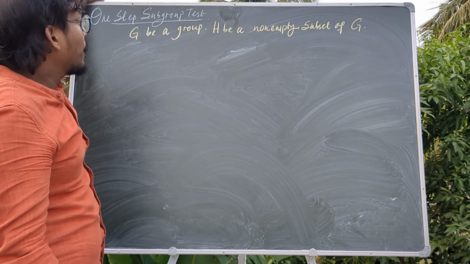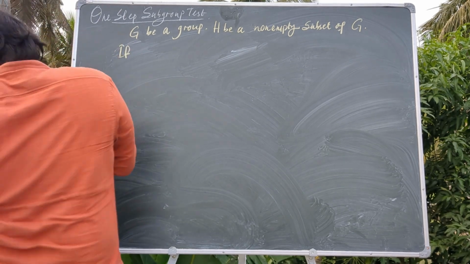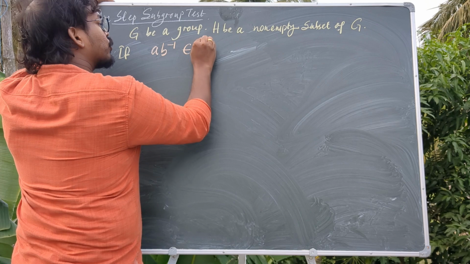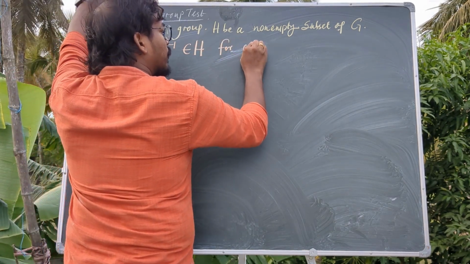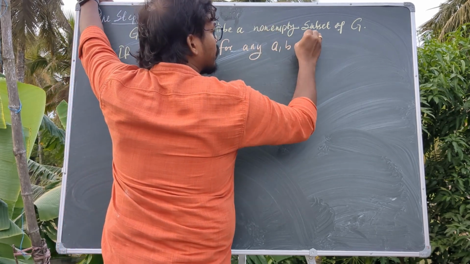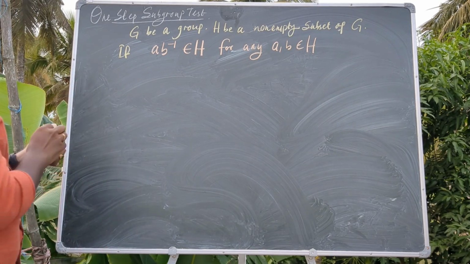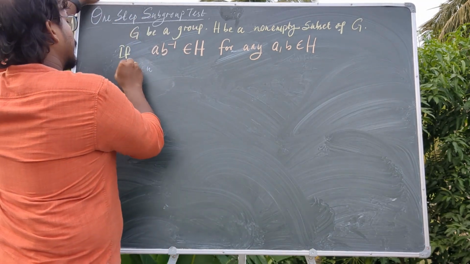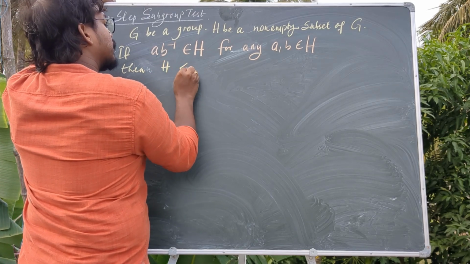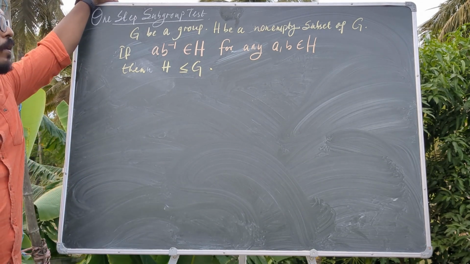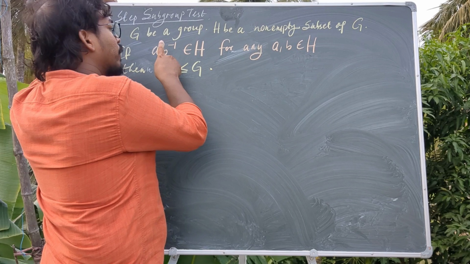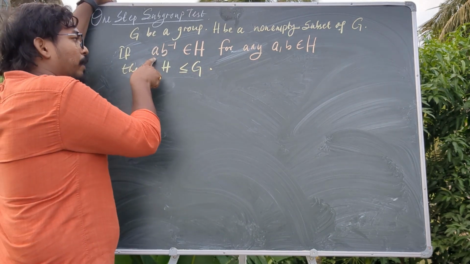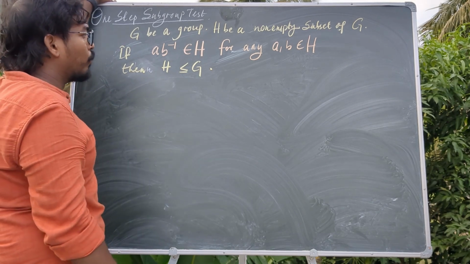We have one operation. If the single step is that a B inverse belongs to the subset H for any two elements of the subset H, then we have H is a subgroup of group G. So the step is for any two elements of the subset H, A B inverse, the inverse of B, A B inverse also belongs to the subset H. A and B inverse are operated under the operation of group G. We are using multiplicative notation.